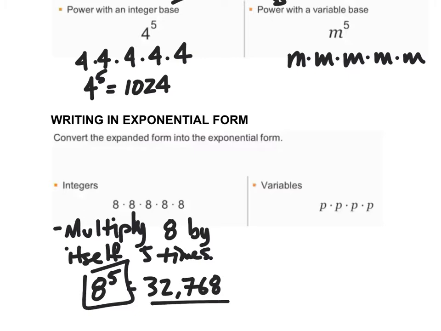If you have a variable base, you can't do that. I'm multiplying p by itself 4 times here, so I'm simply going to write that this is p to the 4th power. But I can't evaluate because I don't know what p is. I just leave it like this. So instead of expanding this out so far, we can condense it down and write it in a simpler form. That's the idea for that page.